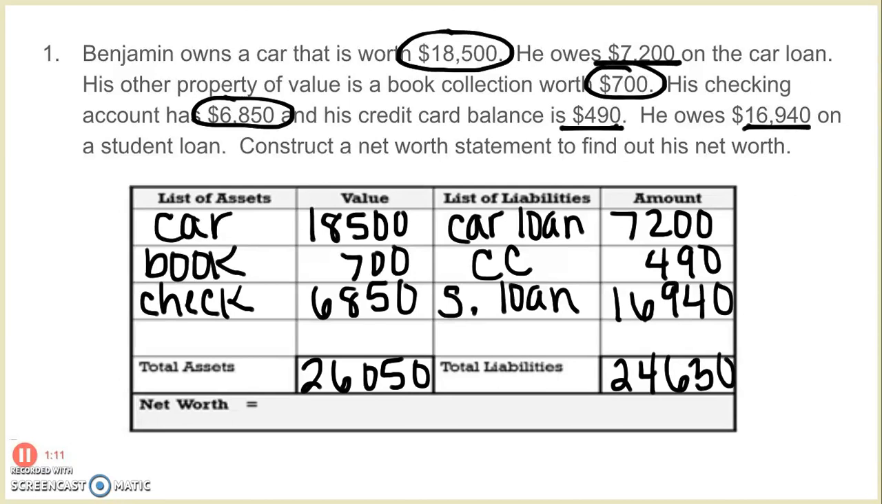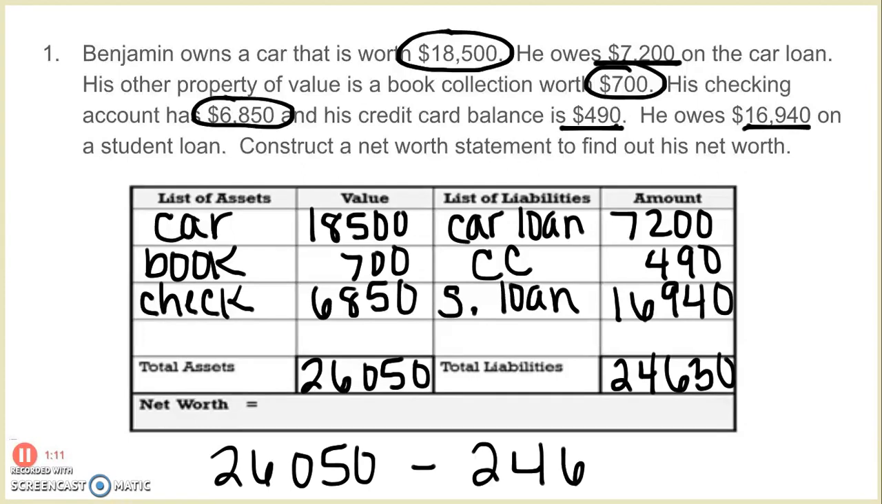All right, so according to our notes, our notes tell us that we find net worth by subtracting our liabilities from our assets, right? So assets minus liabilities, $26,050 minus $24,630. Go ahead and work that out on your paper. So you should have got $1,420 for your net worth for number 1. Moving on to number 2.